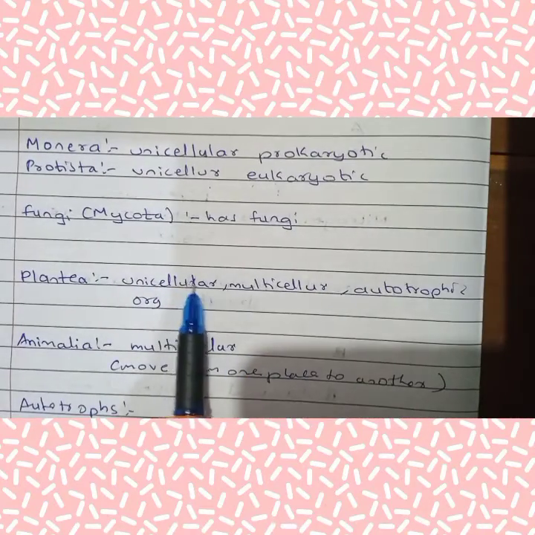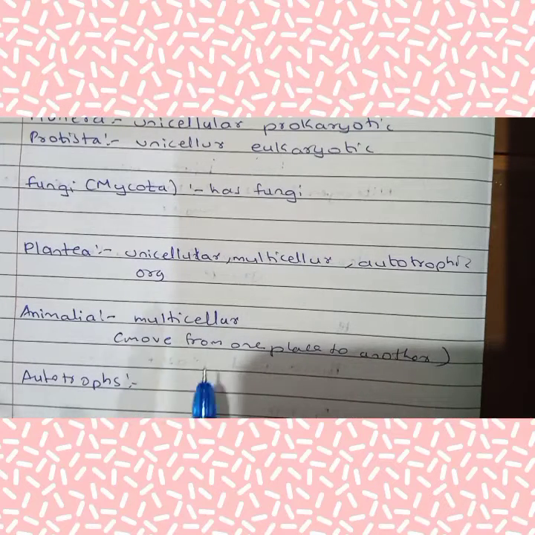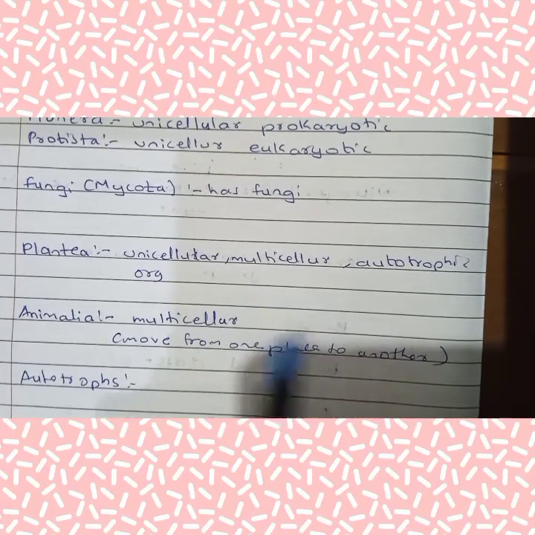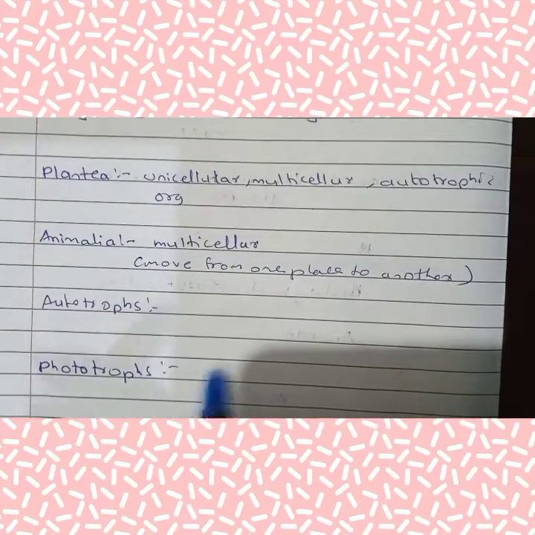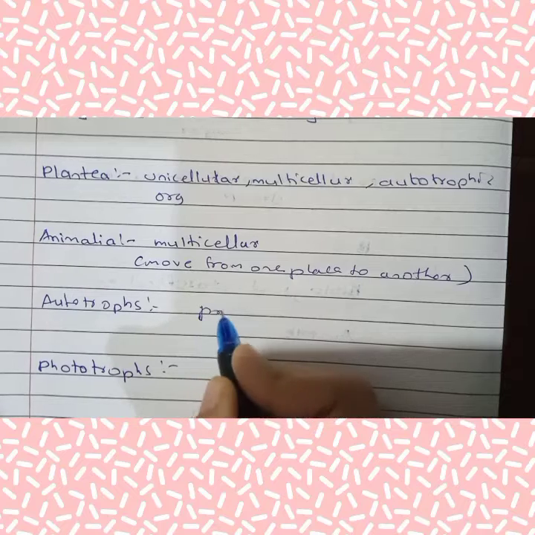Plantae may be unicellular or multicellular, but they are autotrophic organisms. They produce their own food. Animalia are multicellular and can move from one place to another, but plants cannot. That's the advantage of being a human being, isn't it? So autotrophs are organisms which prepare their own food.